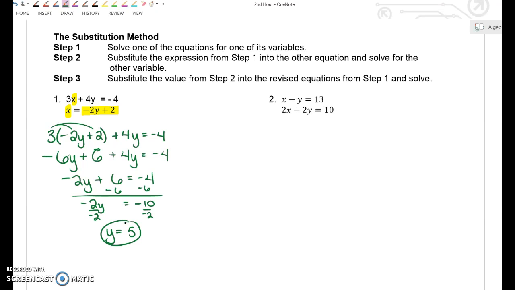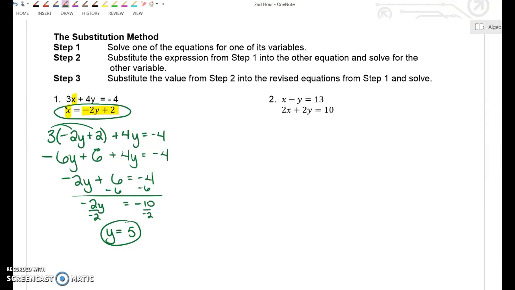Okay, don't forget about step 3. Substitute the value from step 2. So we need to take this y equals 5 and substitute it into one of our original equations or one of our revised equations and solve. So I'm going to pick this equation.